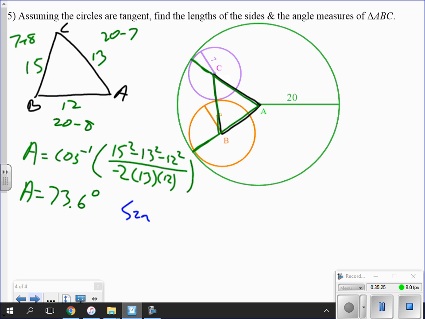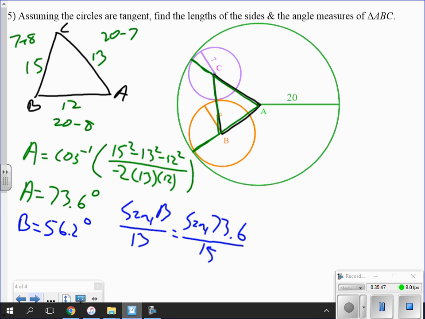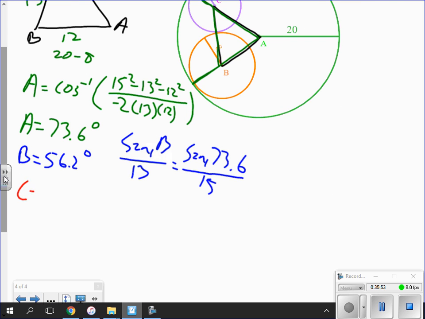Okay. So the sine of B over 13 is equal to the sine of 73.6 over 15. And you get B is equal to 56.2. And then you solve for C by subtracting those two from 180. C would be equal to 50.2. And if you solve for C first, because it's the smallest, you'd still get the same number for B. Either way, it doesn't matter.